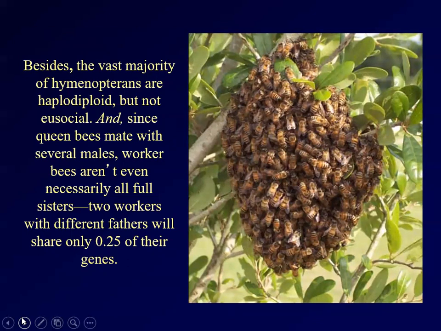In fact, when the queen goes off on her nuptial flight, she can come back with the tallywhackers of as many as 20 males still stuck in her genital opening. Beekeepers call that mating sign, which means that worker bees are not necessarily all full sisters. They can have different fathers. Two workers with different fathers will only share 25% of their genes.